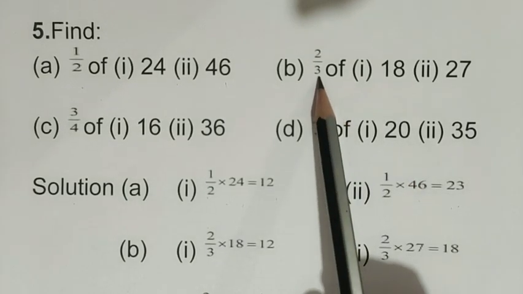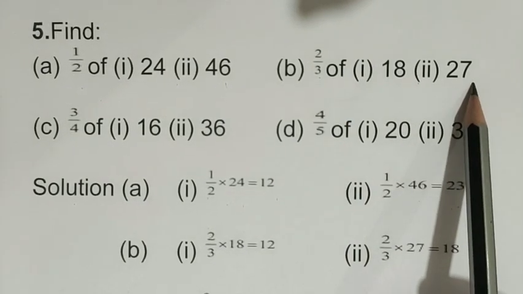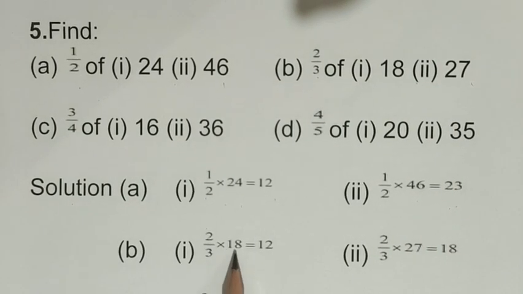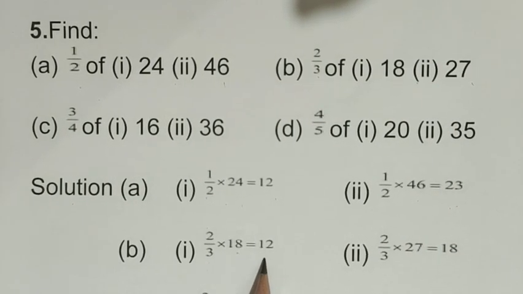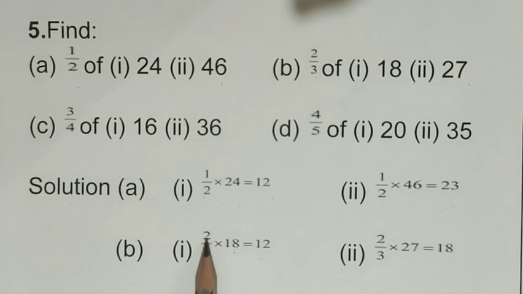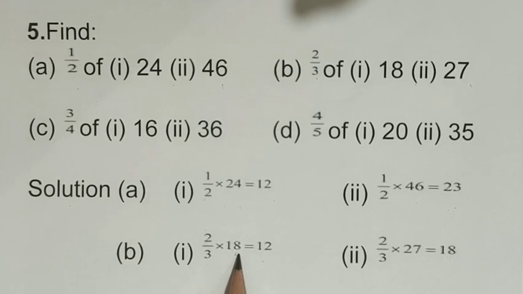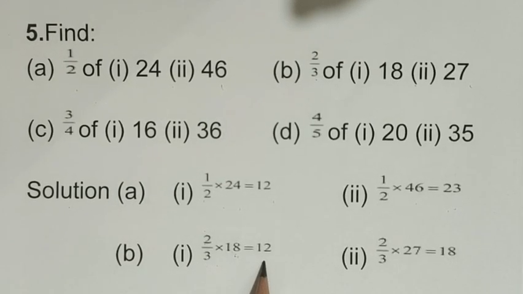Again, 2 by 3 of 18 and 2 by 3 of 27. So what should we write? 2 by 3 into 18. It is equal to 12. How are we getting it? We can multiply the numerator. So 2 into the whole number 18, so 36 by 3, it is equal to 12.